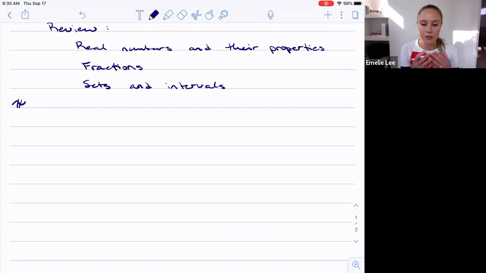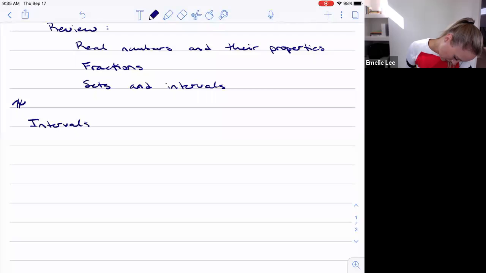We talked about things like inclusive and exclusive on a number line. If you're on a number line and there's an open dot, that means it's exclusive of that number. So, intervals continued.